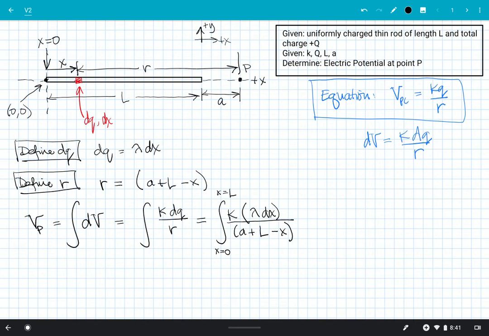So I could simplify this a tiny little bit here. I could pull out the k and the lambda, my constants there, and I end up with dx over a plus L minus x going from 0 to L. So I'm going to leave the integration and evaluation to you. You can look at those in the written solutions. Remember that the integration and evaluation is certainly worth points.